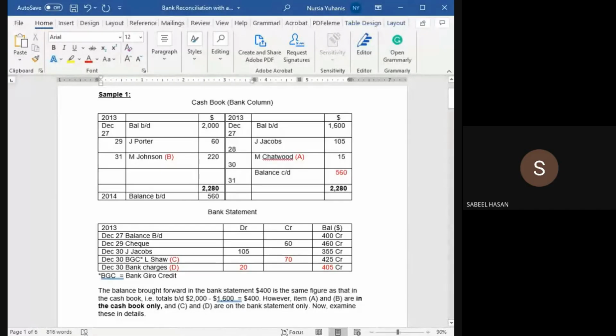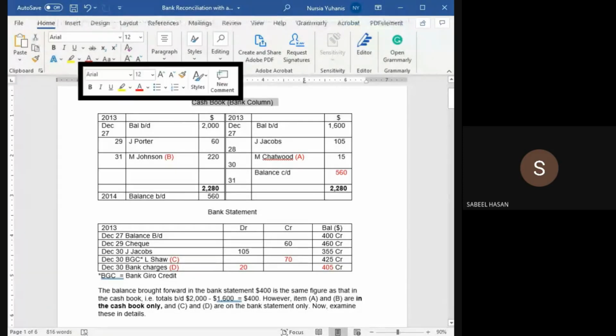...than one sentence here together with the answer. Okay, see, this is the question. Normally the question will give you the cash book. The cash book is our company's own record.